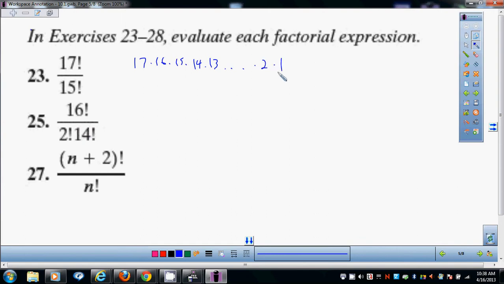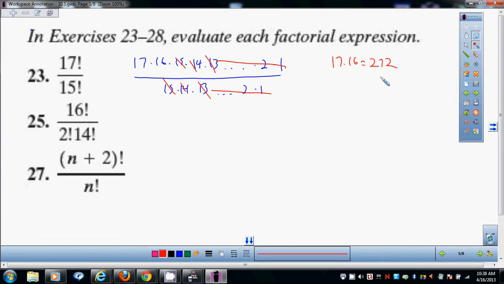Look at everything that cancels. Because it's multiplication, you can do one term at a time. And everything's going to cancel except for what? 17 and 16. Point is, when you're reducing factorials, the only thing that doesn't reduce is the difference in them. This one's bigger than this one, so the top 2 terms are all that doesn't reduce.